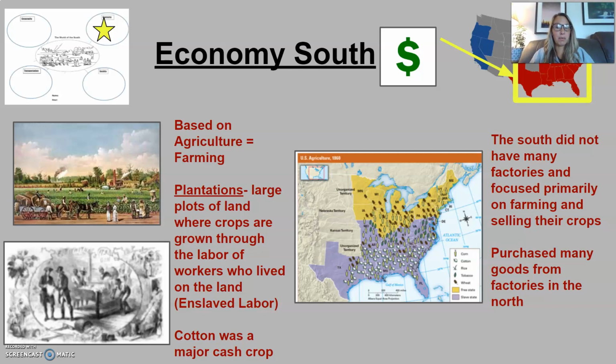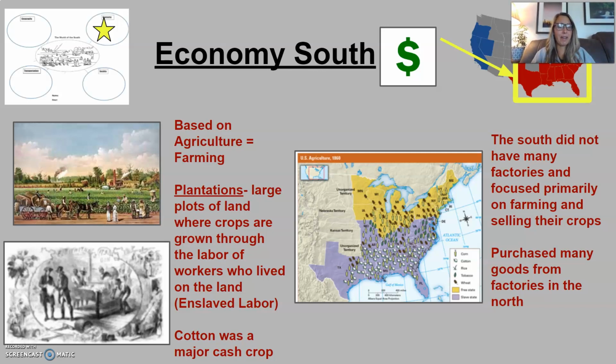There were large farms called plantations that were large plots of land where crops are grown through the labor of workers who lived on the land. And we have heard about this many times. Those workers were enslaved workers. Enslaved labor was what primarily happened on plantations. And on those plantations, cotton was the main crop that was grown to make money.